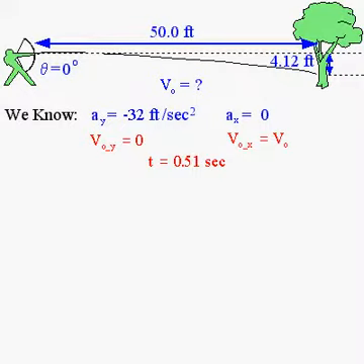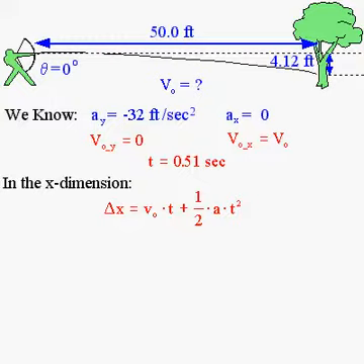In the x dimension, what do we know? Well, we were given the displacement in the x dimension. We also know the acceleration in the x dimension. And because we looked in the y dimension, we also know the time. So we know displacement, time, and acceleration. If we look at equation 2.19, that relates displacement, velocity, acceleration, and time. We know everything but velocity, so we can solve for it.